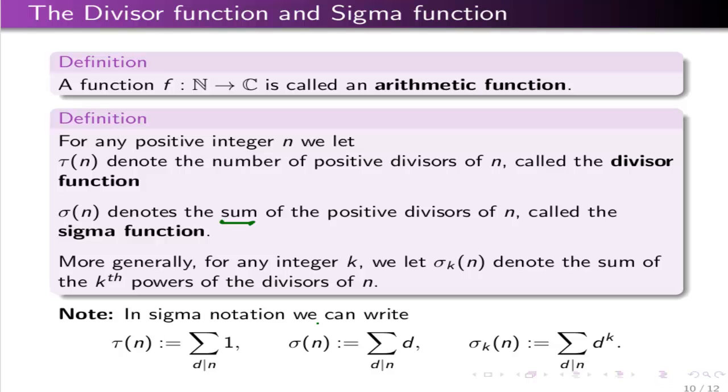So in sigma notation, I would write the tau function like this. So this means the sum over the distinct positive divisors. That's just a convention to mean d is a positive divisor of n. Sigma of n is the sum over the distinct positive divisors d. And sigma k of n is the sum over the distinct positive divisors of d to the k power.